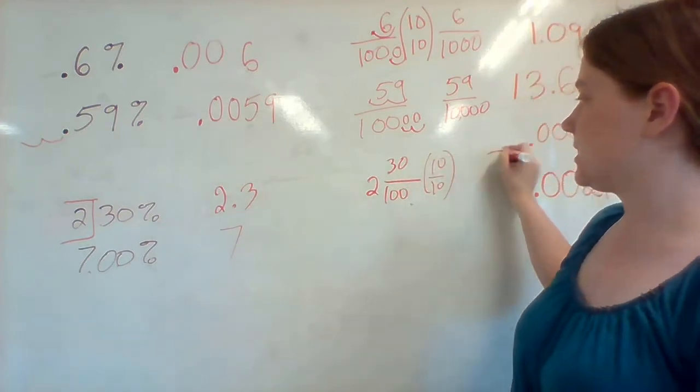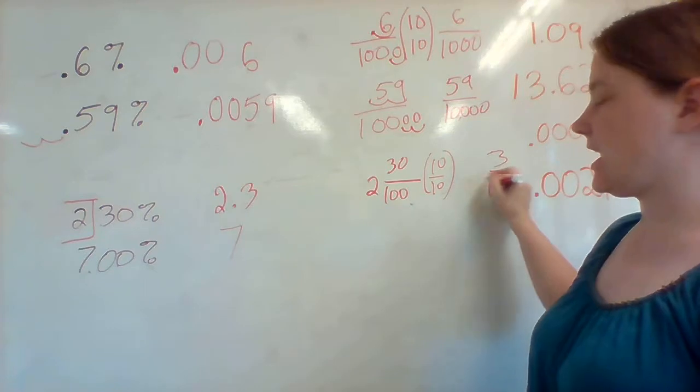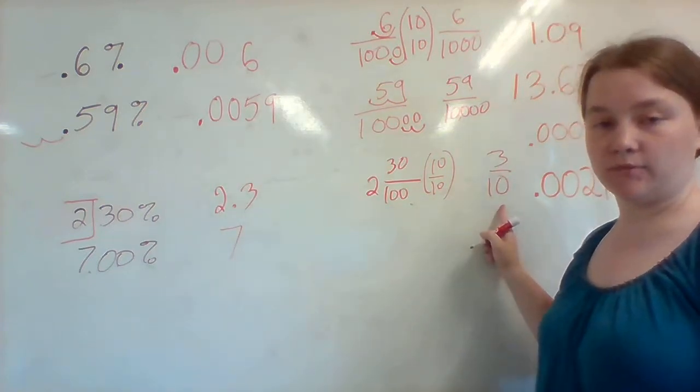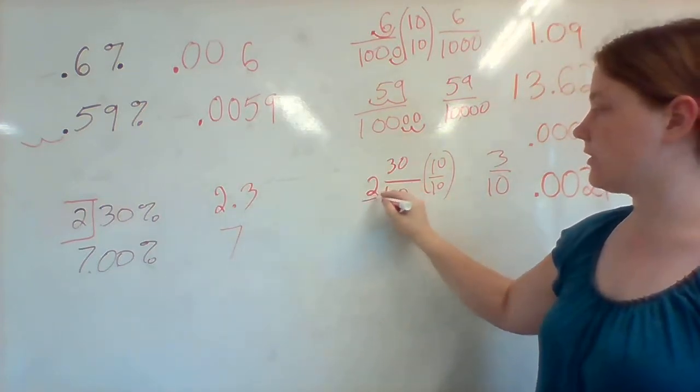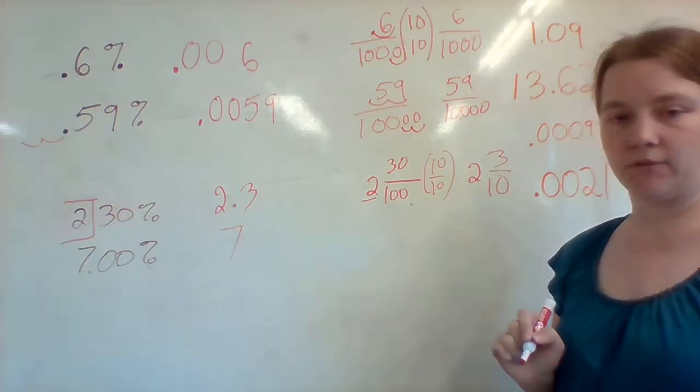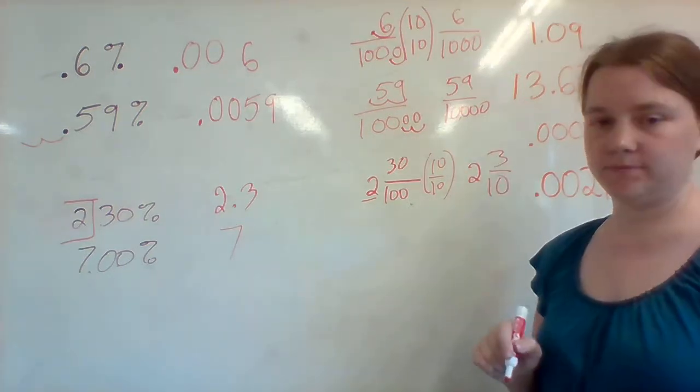30 divided by 10 is 3. 100 divided by 10 is 10. We are not left with 3/10. We are left with 2 and 3/10 for our final answer.